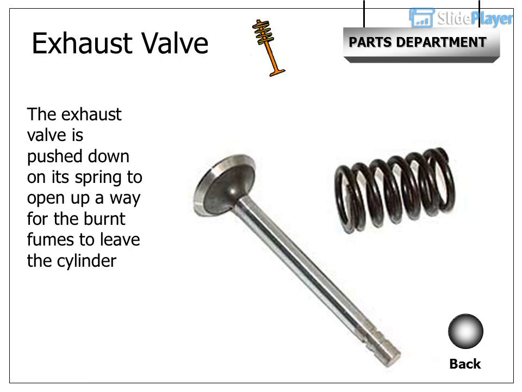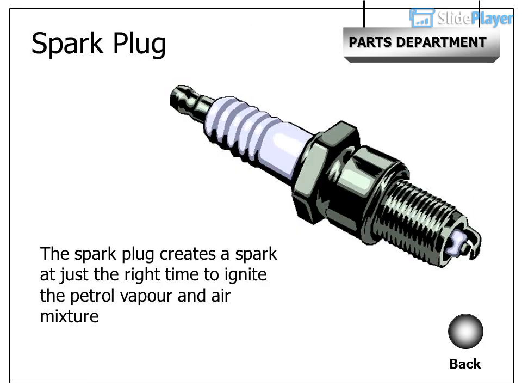Exhaust valve. The exhaust valve is pushed down on its spring to open up a way for the burnt fumes to leave the cylinder. Back. Parts department. Spark plug. The spark plug creates a spark at just the right time to ignite the petrol vapor and air mixture. Back. Piston.